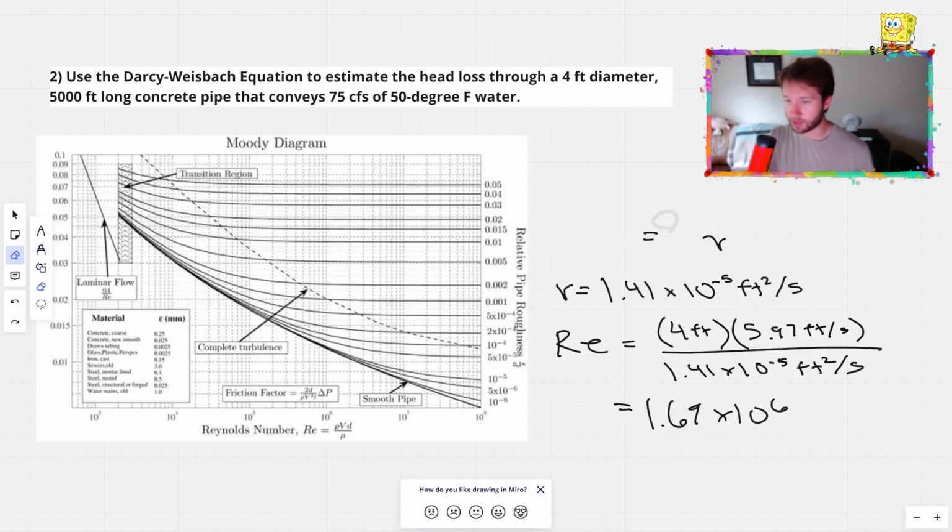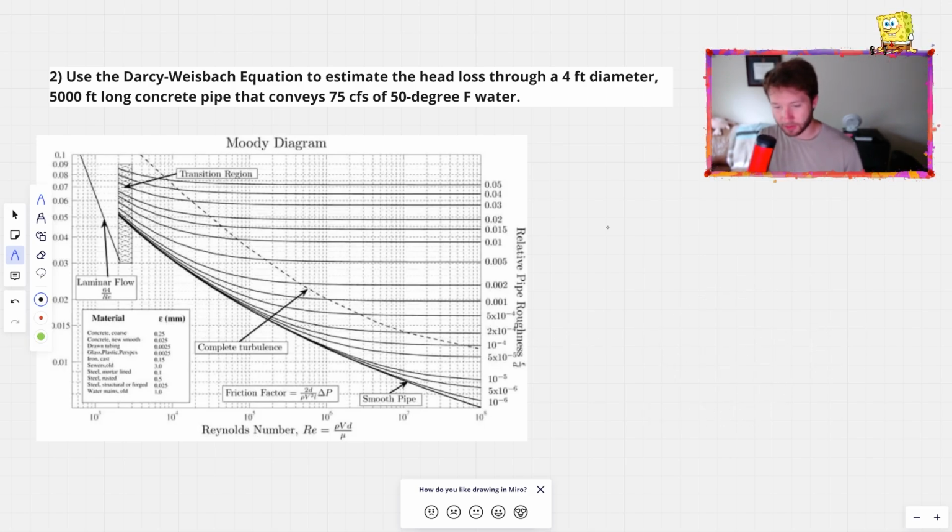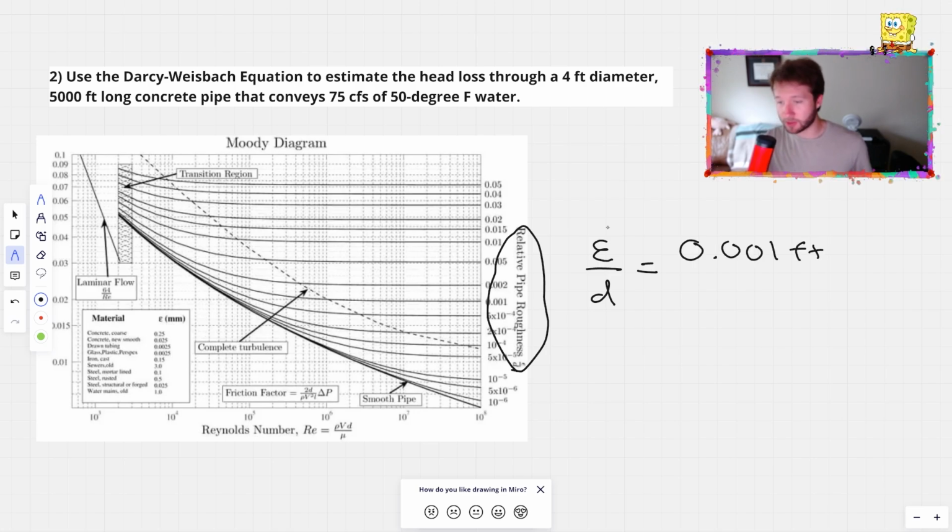All right, I'm gonna erase that because we need just one more thing. You can see here on the y-axis, we need relative pipe roughness, and you can barely see this equation for it. But to get that, it's the roughness factor over the diameter. In the question, we got that it was a concrete pipe, and for that, the roughness factor is going to be 0.001 feet, and we know the diameter to be 4 feet. So we get that to be 2.5 times 10 to the negative 4.